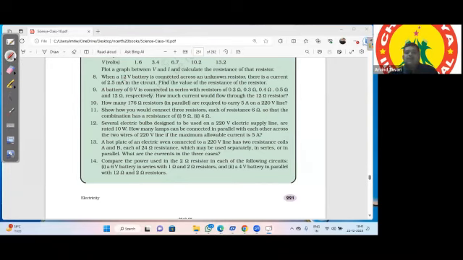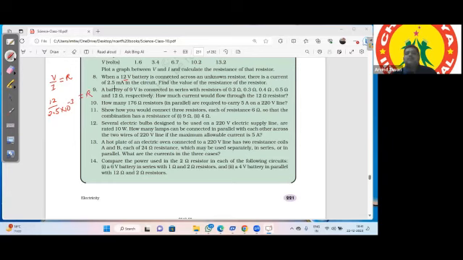When a 12-volt battery is connected across an unknown resistance, there is a current of 2.5 milliampere in the circuit. Find the value of resistance. So you have to use the formula V equals IR. Therefore, V by I will be equal to R. V is 12 divided by I, which is 2.5 milliampere, so it would be 2.5 into 10 to the power minus 3 ampere.